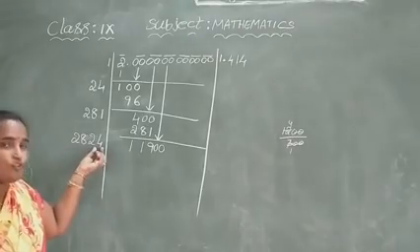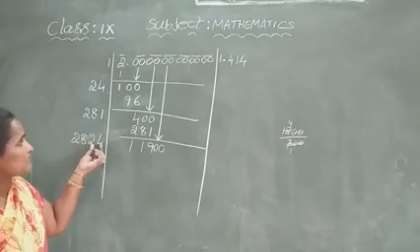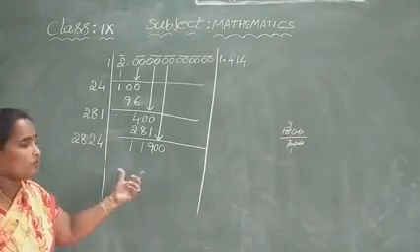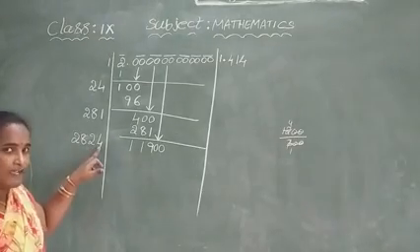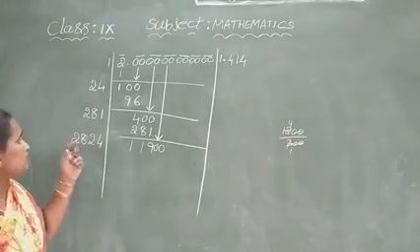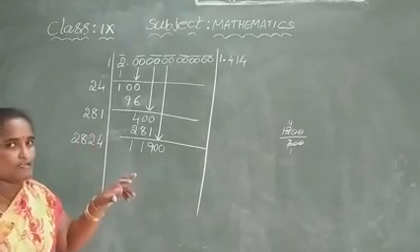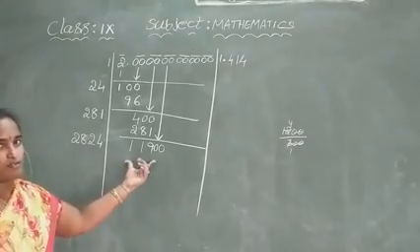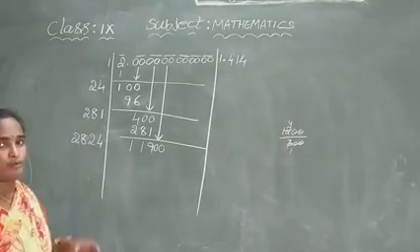Compulsory, why did we take 4 here? Because if we take 4, we get a number smaller than the number here. For example, if we take 5 here, 2825 5s, the product compulsorily becomes larger than this number. So that's why here we take 4.